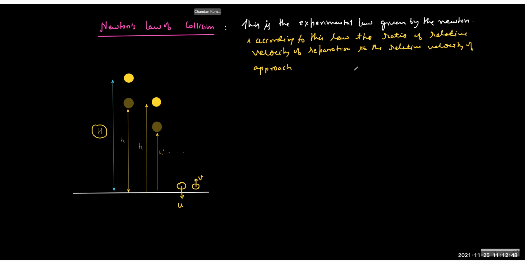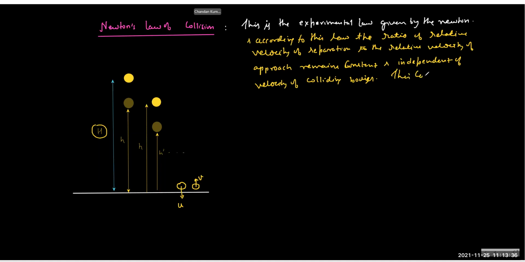According to this law, the ratio of the relative velocity of separation to the relative velocity of approach remains constant and independent of the velocity of colliding bodies. So it's the other way around. The speed with which you will return back, or recede, or separate, is already predetermined by the coefficient of restitution.